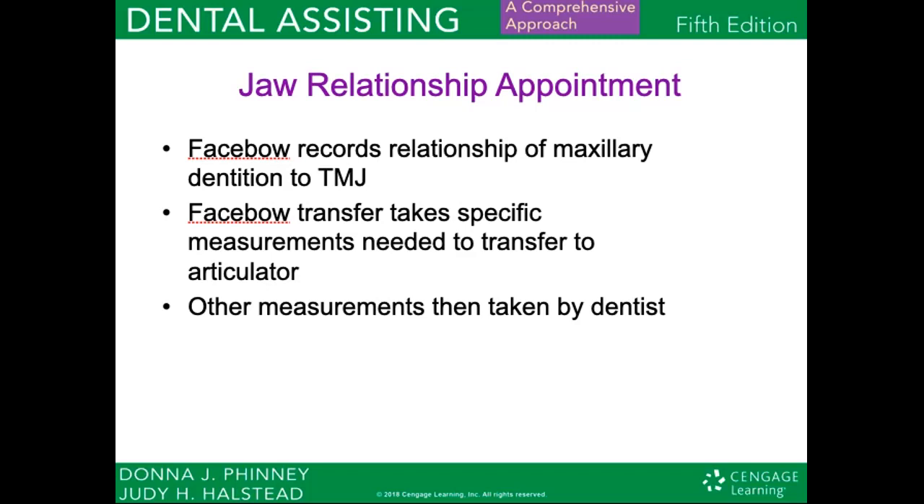teeth against each other. The centric occlusion is the relationship of opposing occlusal surfaces that provide maximum planned contact or intercuspation, or when the cusps of the upper and lower teeth come together. There is retrusion, there is protrusion, and there's lateral excursion, which is basically the movement of the mandible from centric occlusion to lateral, or from side to side.